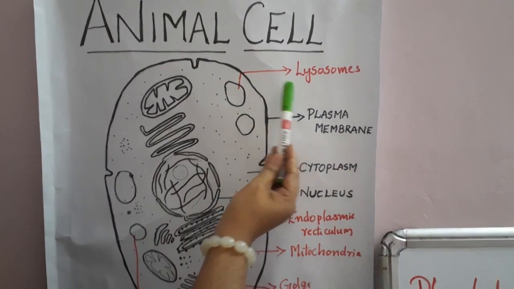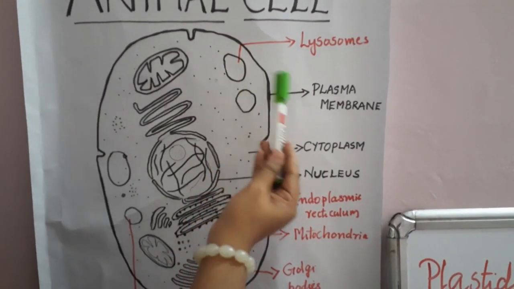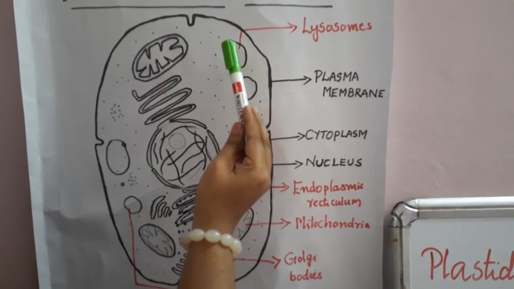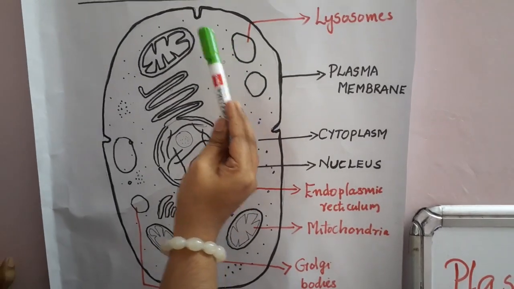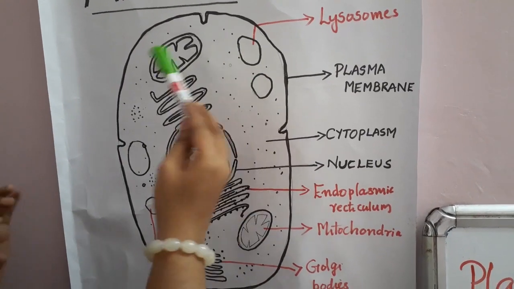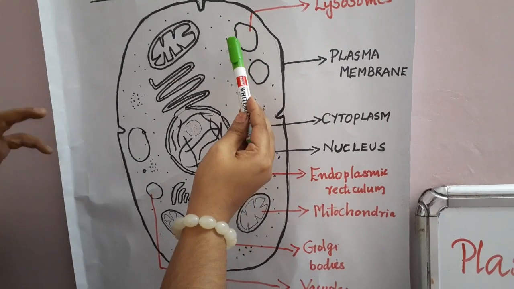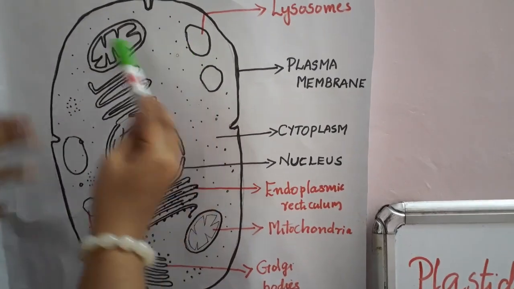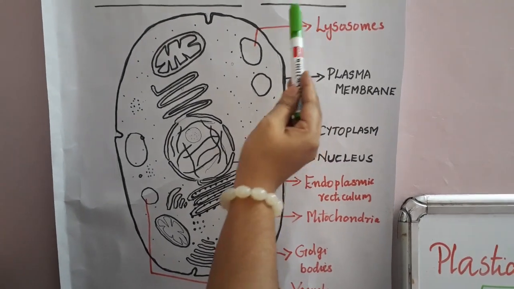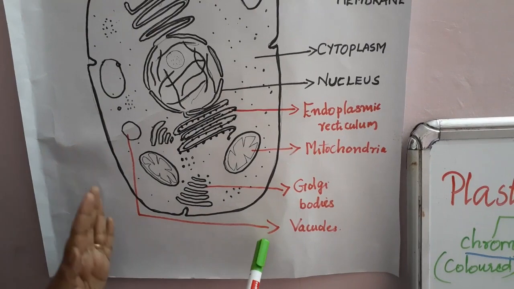Another name for the lysosome is the suicide bag. When any foreign material, bacteria or any other things invade into the cell, it contains digestive enzymes and it will kill them, and so it is known as the suicide bag. If the cell is getting damaged or getting old, it will burst. It contains digestive enzymes and will kill its own cell. So it is known as the suicide bag. Then vacuoles are for the storage of food materials.